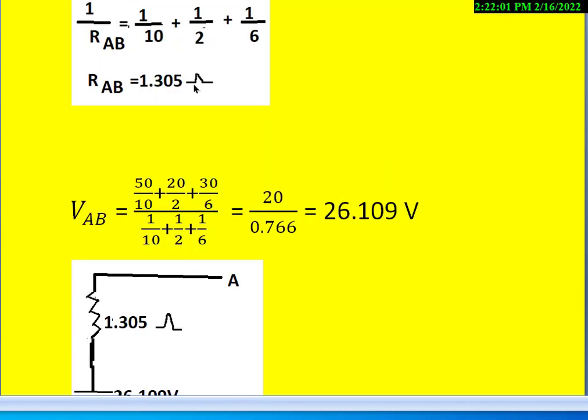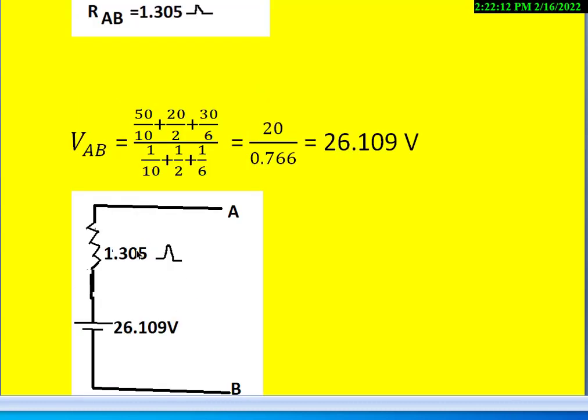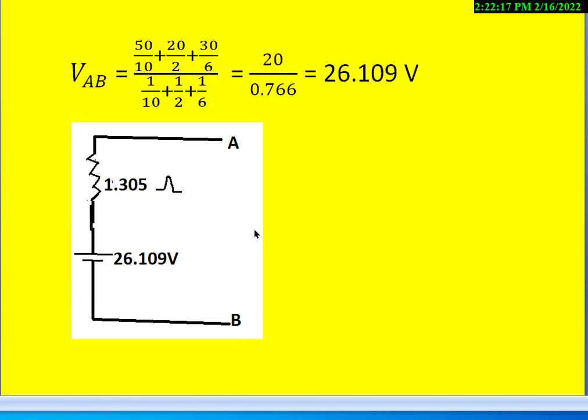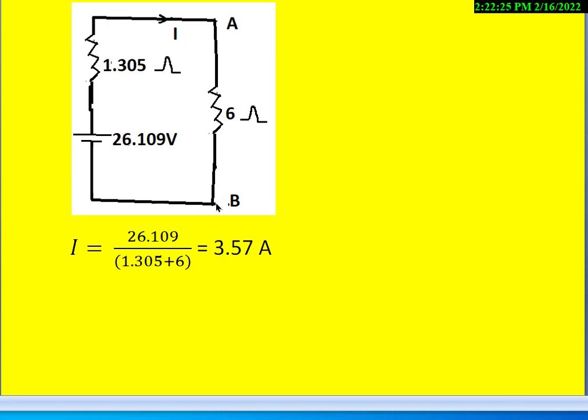So having known the Thevenin's resistance and the Millman's voltage, then we can draw the circuit like this, which is called the Millman's equivalent circuit, that is 26.109 volts in series with 1.305 ohms. If you want to know the current flowing in the load resistor connected between AB terminals, draw the circuit like this, connect that 6 ohm resistor between terminals A and B and find out what is the current flowing in this circuit. So then we get 26.109 divided by 1.305 plus 6, then we get 3.57 amperes.